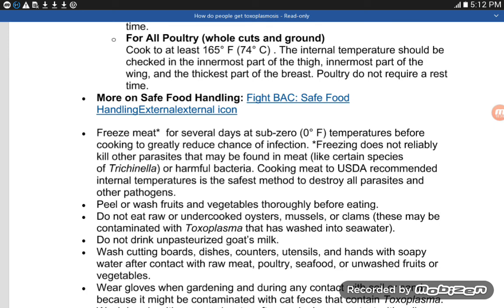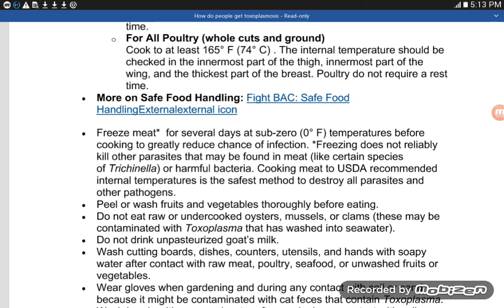Peel or wash fruits and vegetables thoroughly before eating. So how to prevent the vegetables and the fruits from being contaminated? Before eating we have to peel off the outer parts, the peels, or we can use washed fruits or vegetables.